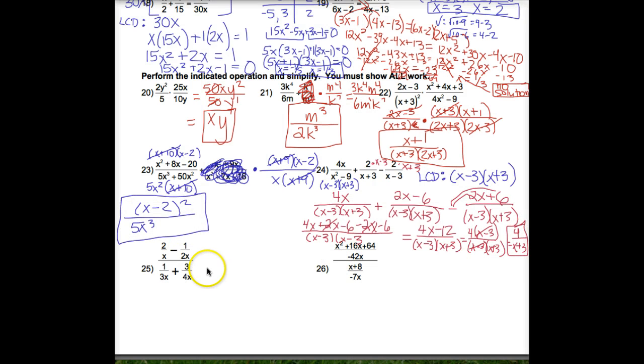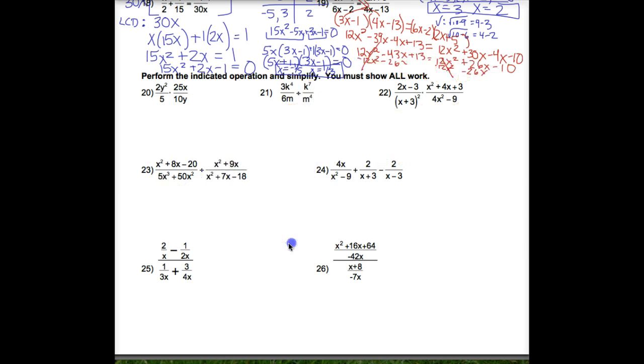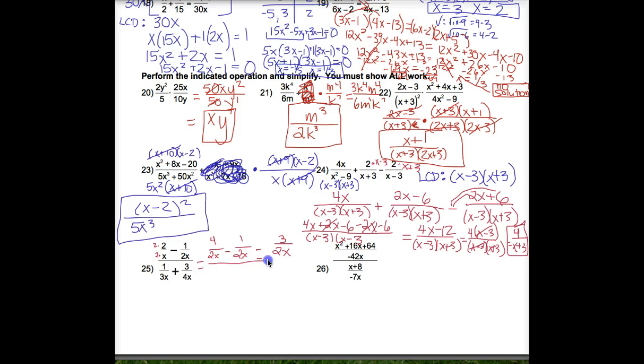All right, 25. Complex fractions on both 25 and 26. Remember that the steps here are to completely simplify numerators and denominators first. So in order to simplify this numerator, I need an LCD. So the common denominator is 2x. To get to the common denominator, I would multiply the bottom by 2, which means I do the same to the top. So 2 times 2 is 4. Here, this had the LCD, so I don't change the numerator either. So 4 minus 1 is 3. So the top simplifies to 3 over 2x.